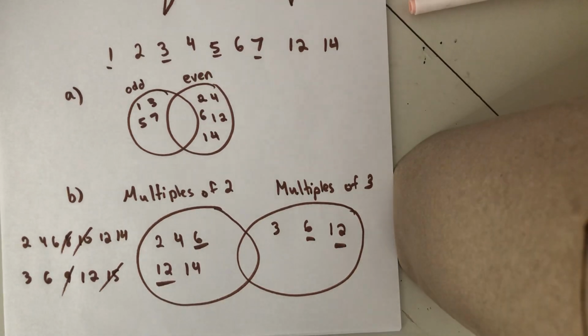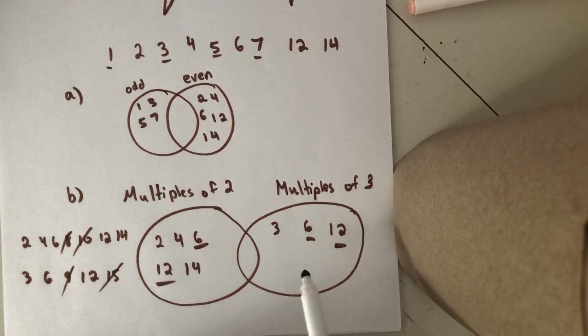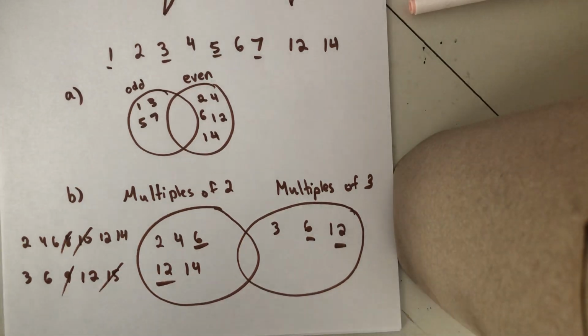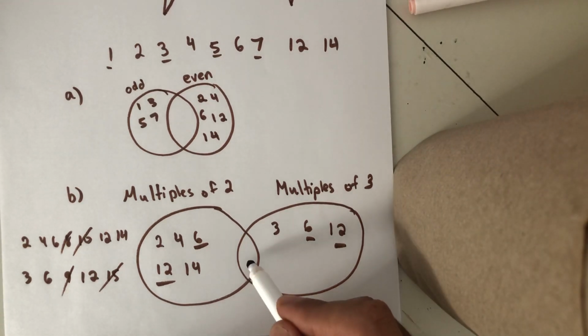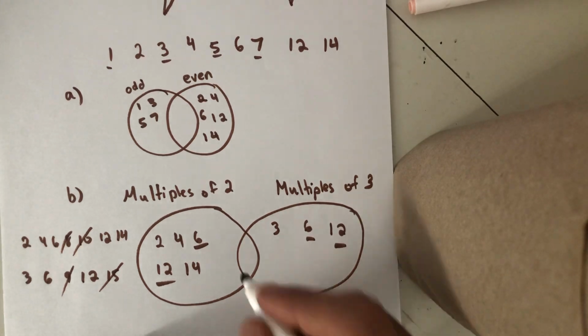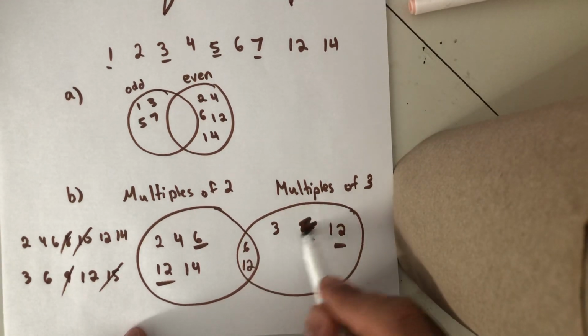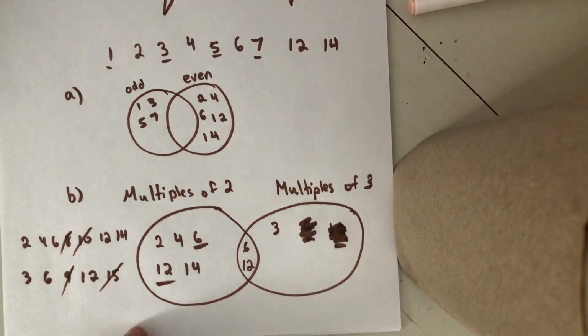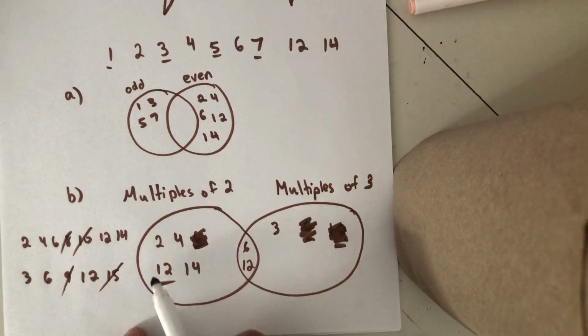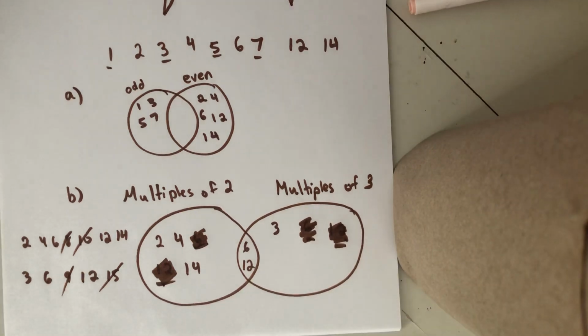So when we're using a Venn diagram, we don't keep those numbers away from each other like that. Because they're the same numbers, we join them together in the middle because it's the common between the two. So we put 6 and 12 right here. So there's no need for the 6 and 12 here, or here. So this is how we use a Venn diagram.